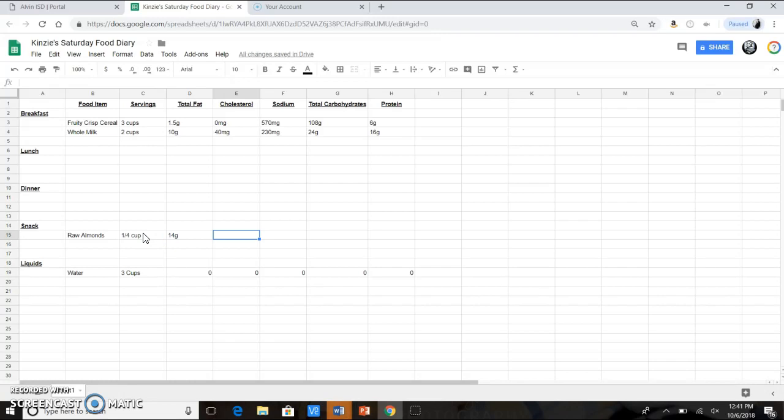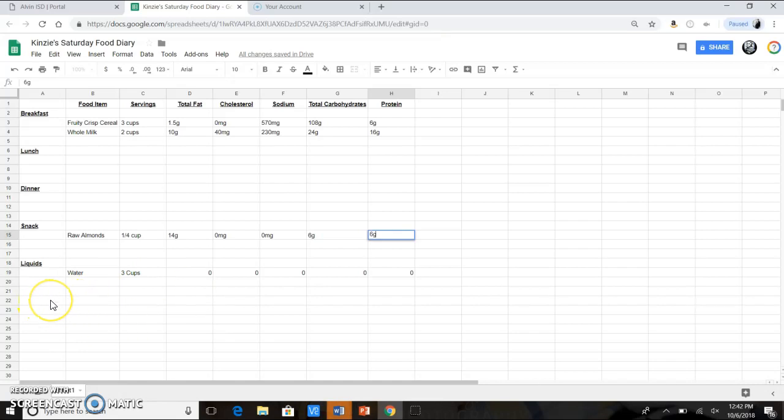Cholesterol, 0 milligrams. Sodium was 0 milligrams. Total carbohydrates was 6 grams. And last but not least, protein is going to be 6 grams. It's that easy, everybody. Okay? So it's really, really easy to put this information in.